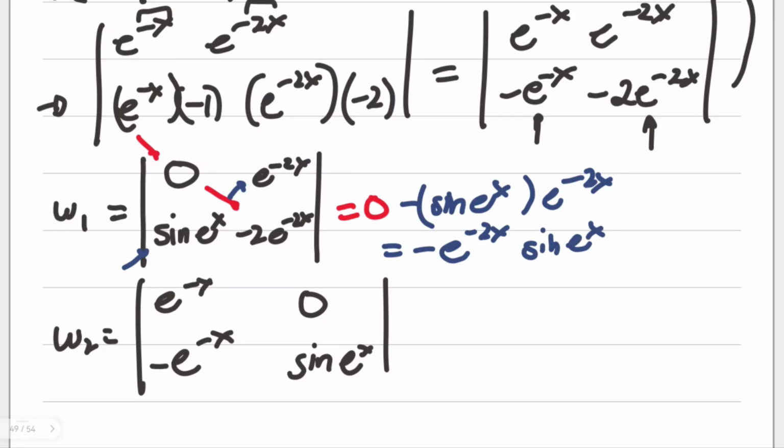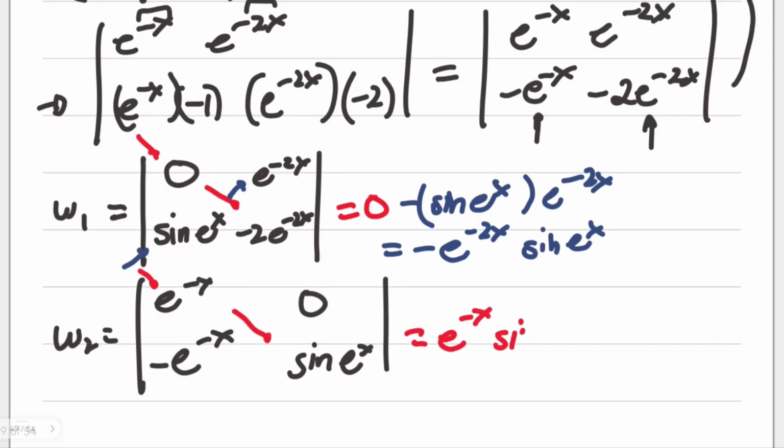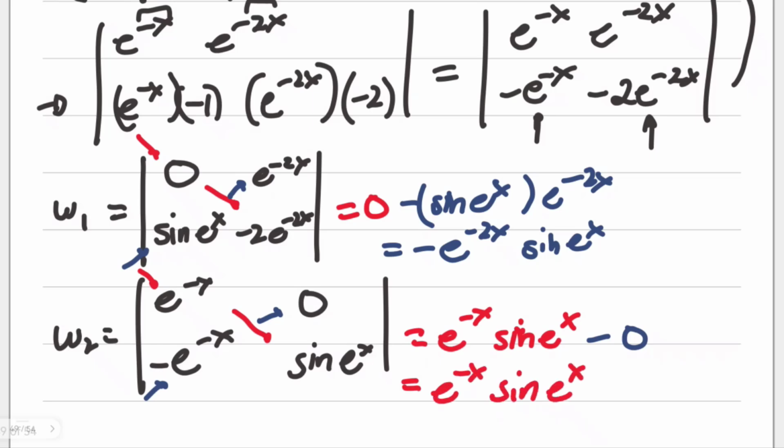Okay, then we are going to proceed with the second. So multiplying this, you will have e to the power of negative x sine e to the power of x, then minus this region 0. So minus 0, leaving us with the result of e to the power of negative x and sine e to the power of x. Okay, so with these two in mind, we can now proceed with the continuation of our solution here.